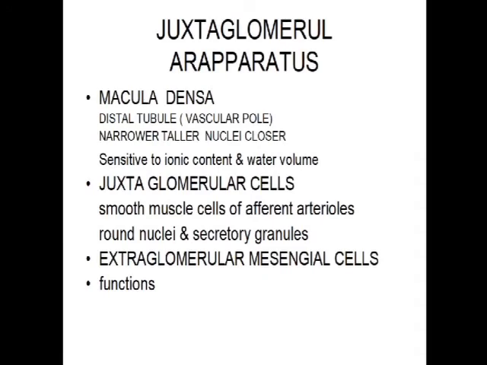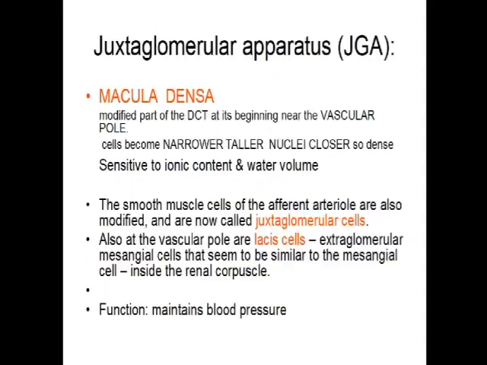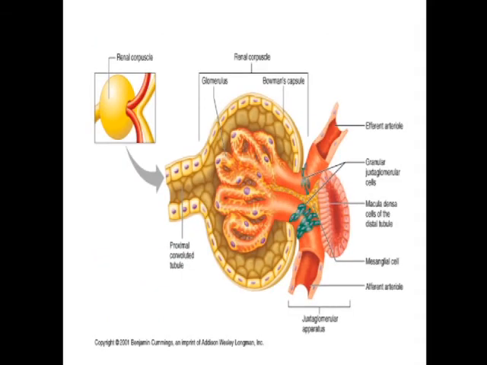JG apparatus. This apparatus comprises the following 3 components: the macula densa of the distal convoluted tubule, juxtaglomerular cells in the wall of the afferent arteriole of the glomerulus, and number 3, extraglomerular mesangial cells, which are located between the afferent and efferent arterioles of the glomerulus. So this is the juxtaglomerular apparatus. You can see the macula densa. This is the macula densa cells.